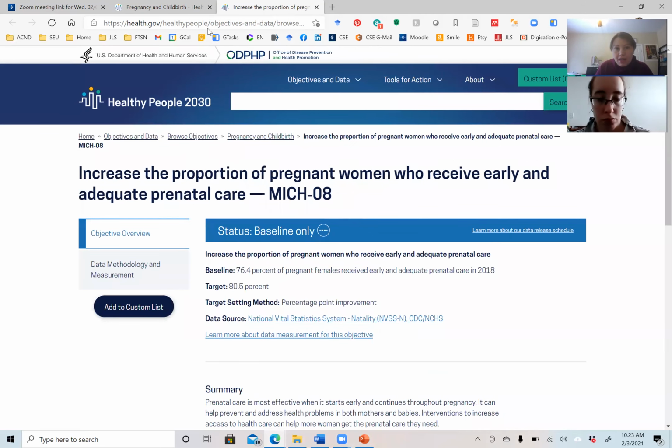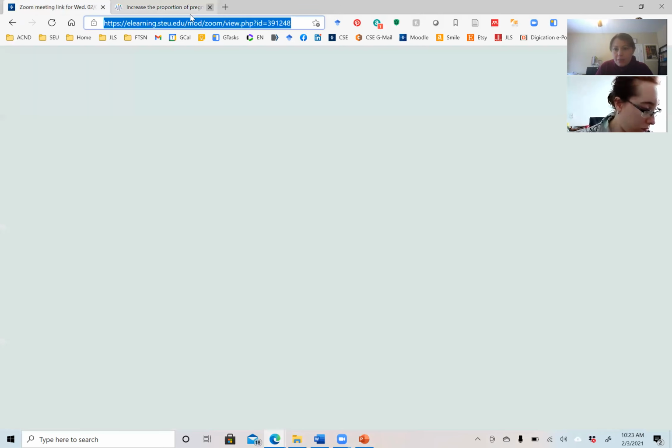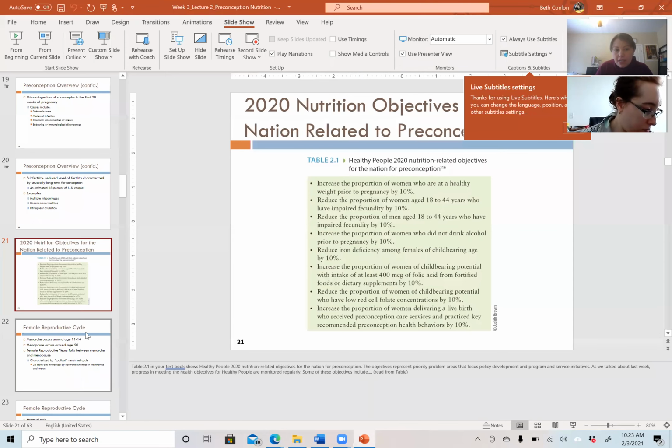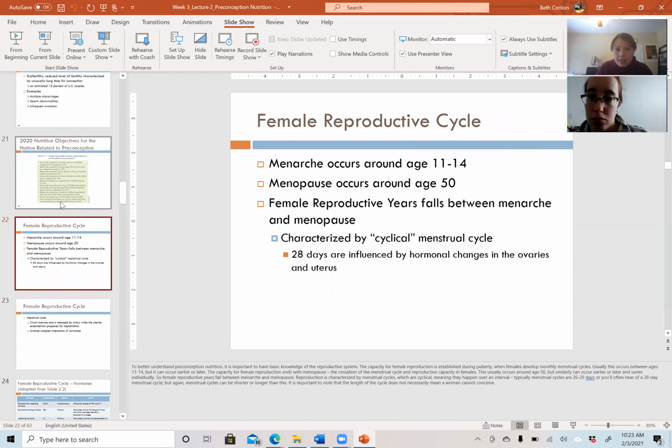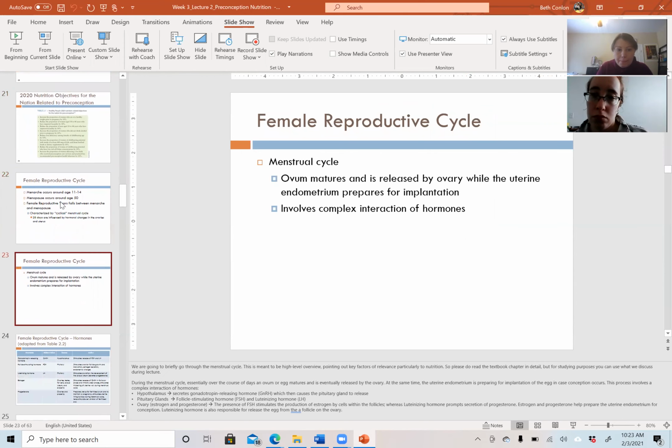So I'm glad to see that on there. I'm going to explore that more. It looks like they did change them a little bit, but for now, just have the general idea of what some of the goals are, and at least that there are actually goals for preconception nutrition in healthy people.